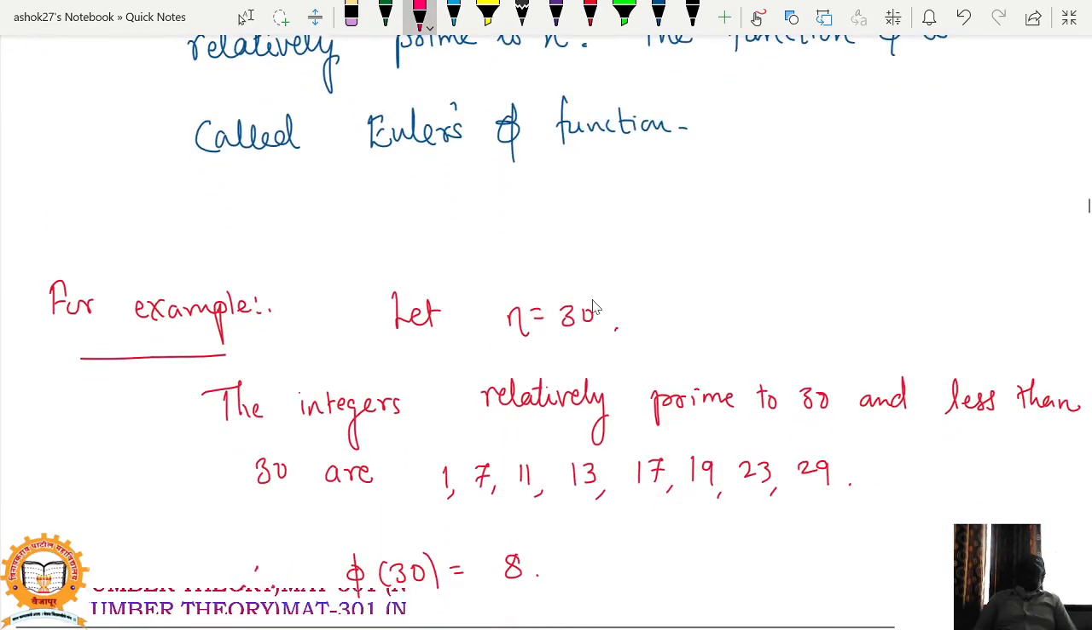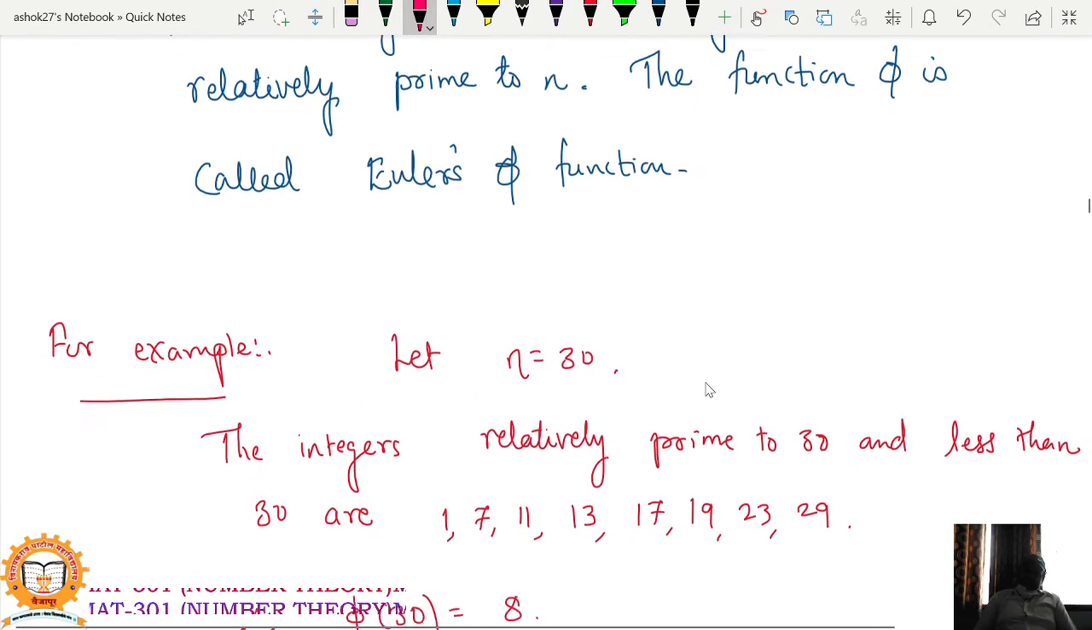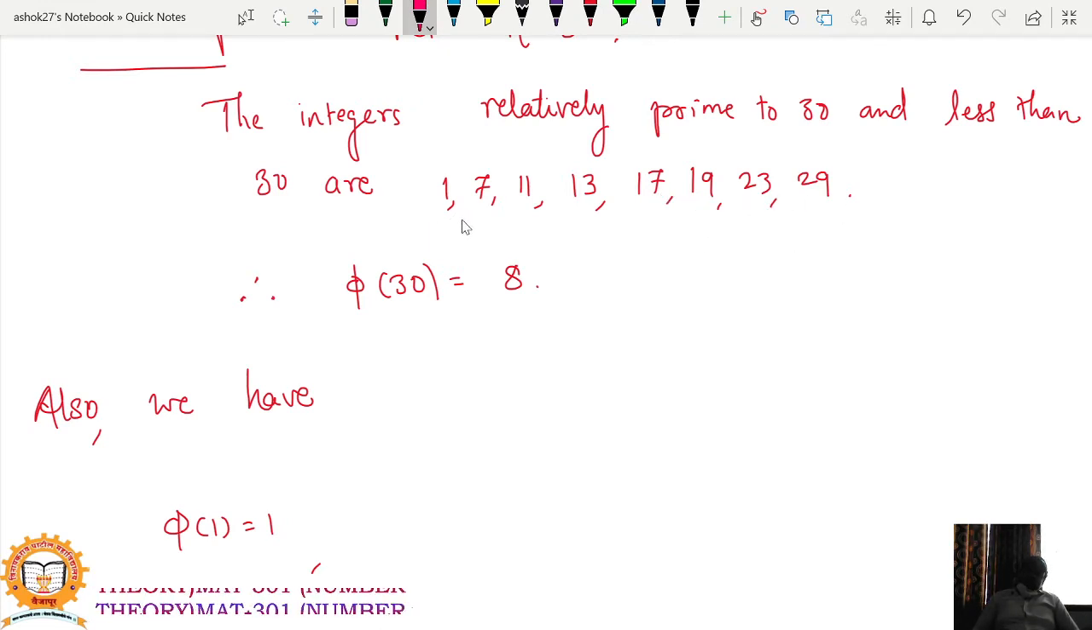So for example, if you take n equal to 30, then the integers relatively prime to 30 and less than 30 are 1, 7, 11, 13, 17, 19, 23 and 29. So there are total 1, 2, 3, 4, 5, 6, 7, 8. So there are total 8 positive integers which are strictly less than 30 and which are relatively prime to 30. And therefore, phi of 30 will be 8.